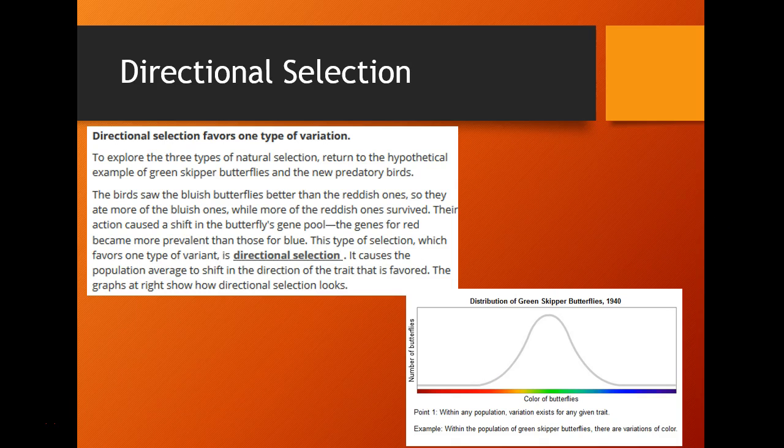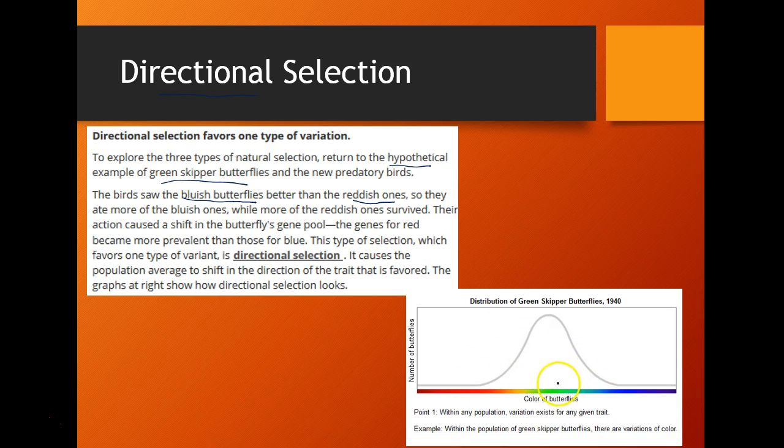Okay, so here's the first way. It's called directional selection. And the reason why it's called directional is because natural selection ends up favoring one end of the spectrum over the other. So we can go back to our hypothetical example of the green skipper butterflies and those new birds that came in. In our example, we said that the birds actually saw the blue butterflies better than the red ones. Right? So they're able to see the blue ones more, which means they ate the blue ones more.